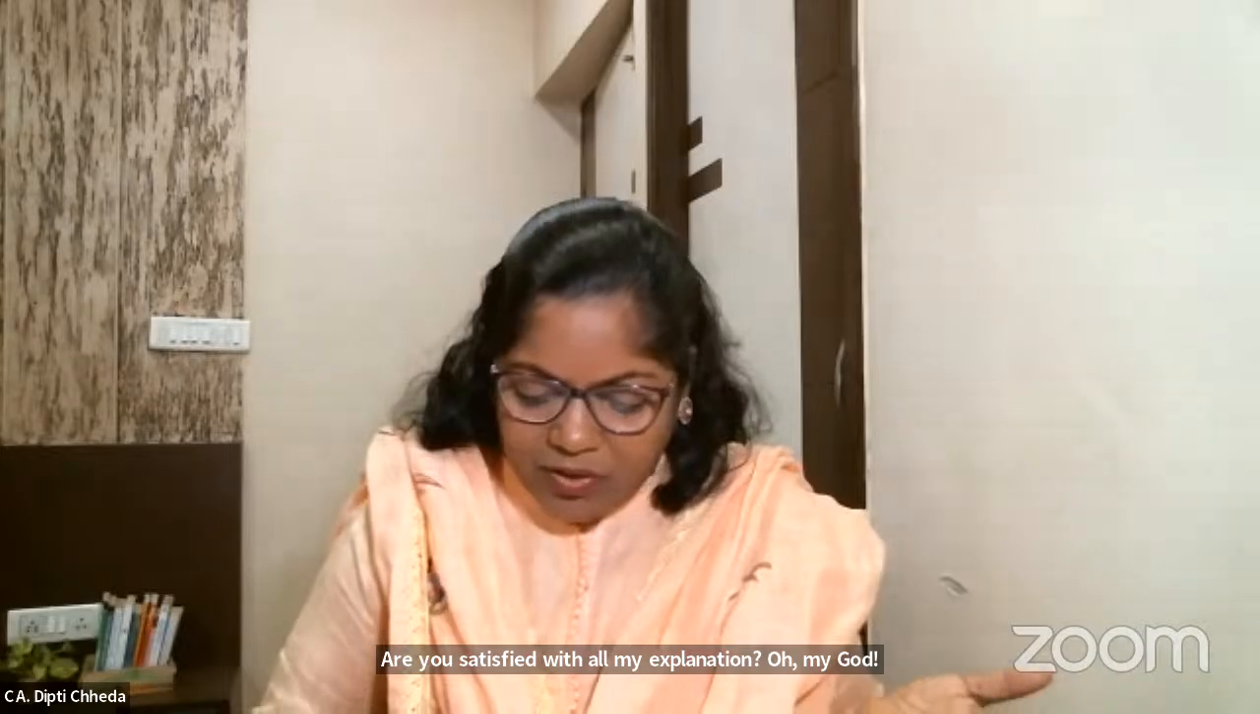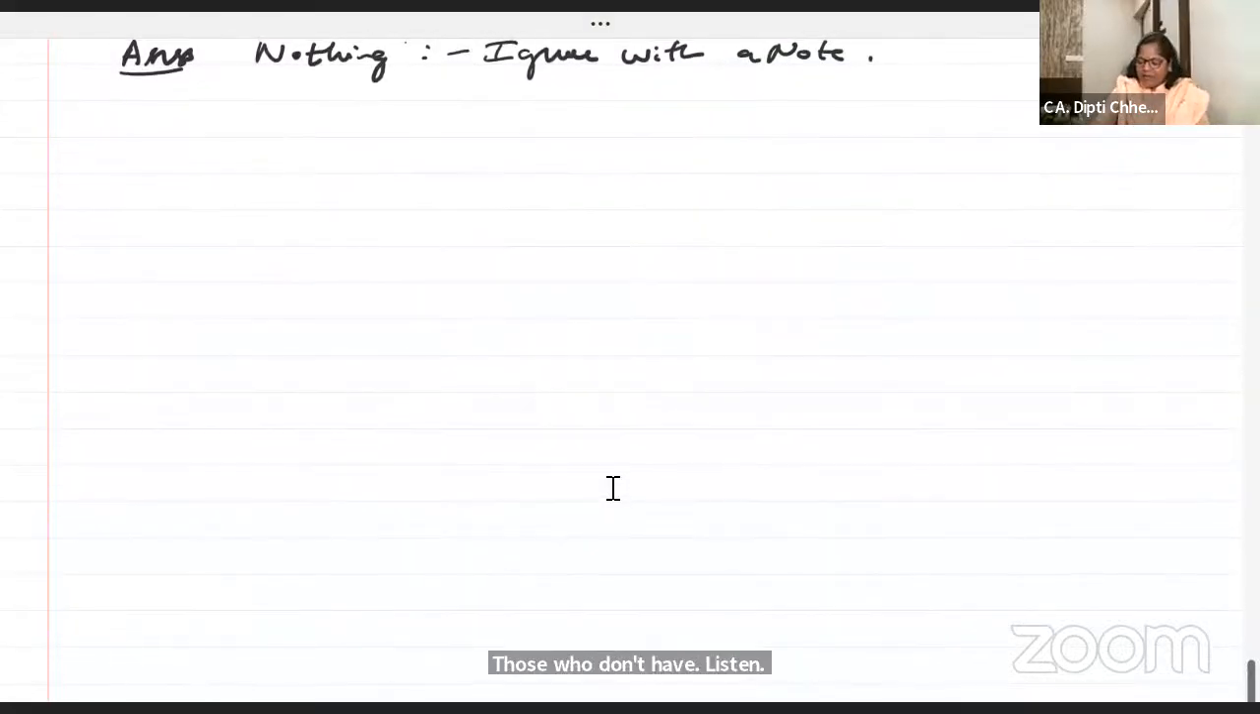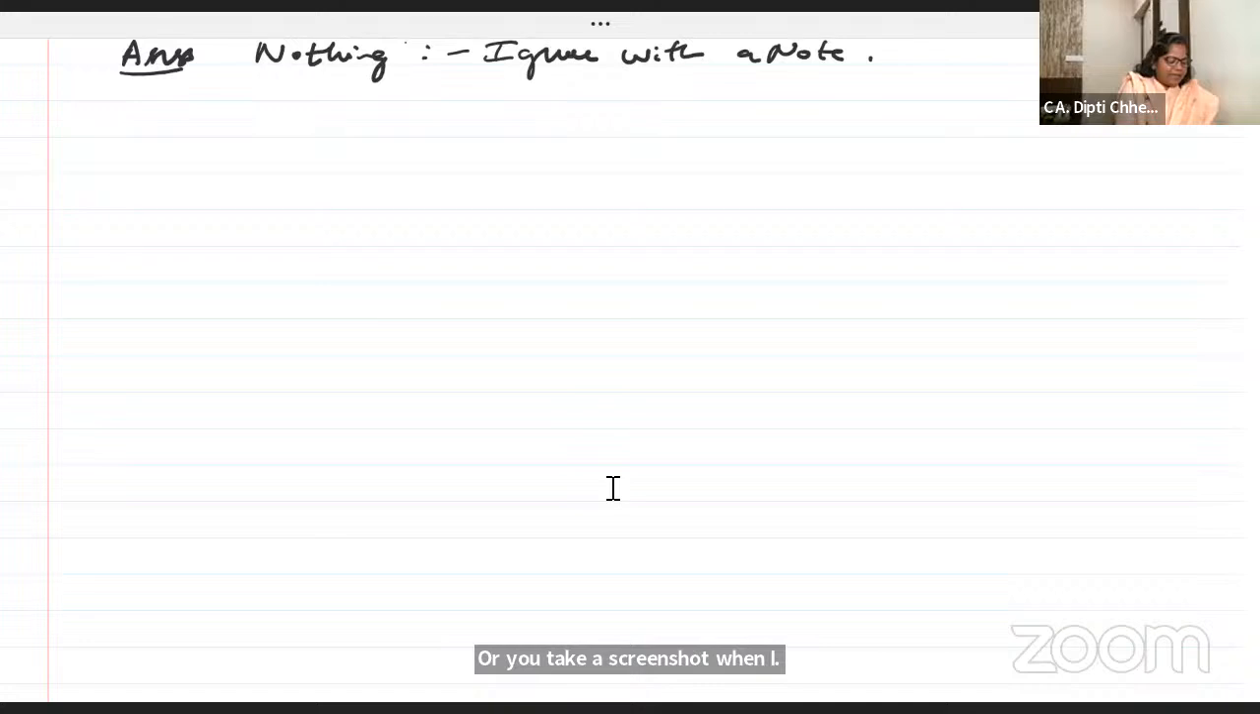Are you satisfied with all my explanation? Oh my God, 10 minutes we just took to read and explain. The vehicle is running very slow. Come on, now we will do this in the notebook. Those who don't have the material, listen and write, or take a screenshot when I share the screen. And those who have it, put your left hand there and start writing.